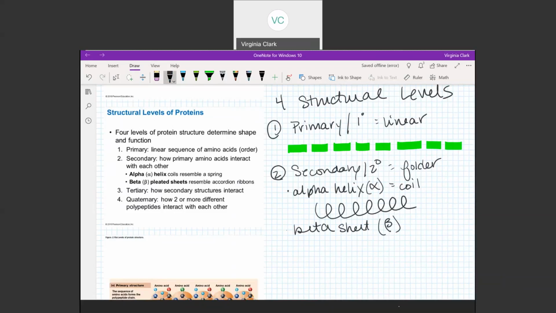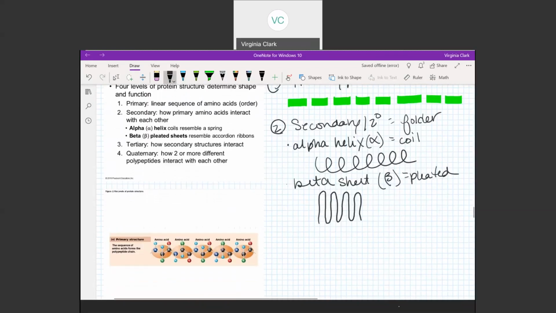That will be essentially, it's pleated. So here's one, and it goes like this. It is folded in this direction. So you can see how those two are essentially, if you were to take a string, you can either coil up that string or you can pleat it and fold it this way. But either way, the secondary is a folded. And when these are happening, you actually have interactions within the protein itself based on how it is folded.